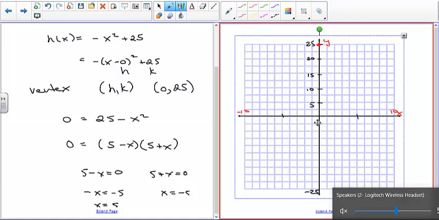Each grid line will be 1 unit. So we'll go, this will be negative 5, and this will be 5. This will be 10. So I can plot the x-intercepts.